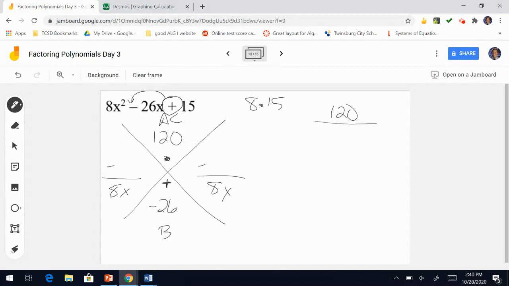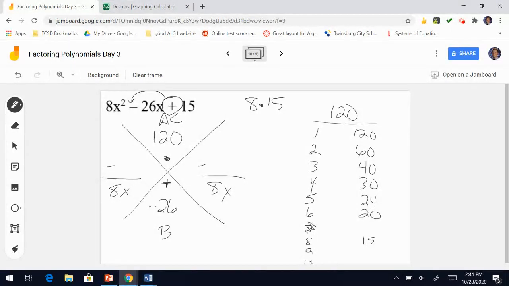So now let's do 120. 1, 2, 3, 4, 5, 6, 7, 8, 9, 10. All right? What's 120 divided by 1? 120. What's 120 cut in half? 60. What's 120 divided by 3? 40. What's 120 divided by 4? 30. What's 120 divided by 5? 24. What's 120 divided by 6? 20. What's 120 divided by 7? I don't think that works. Nope. What's 120 divided by 8? 15. So we can cross out 7.